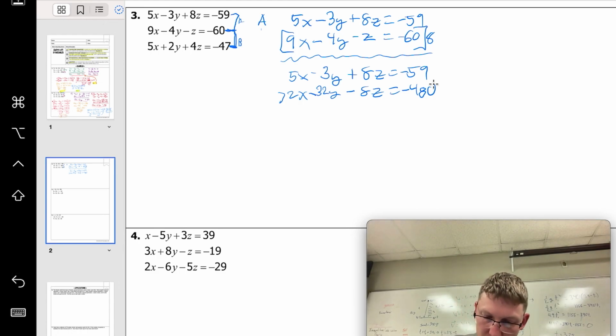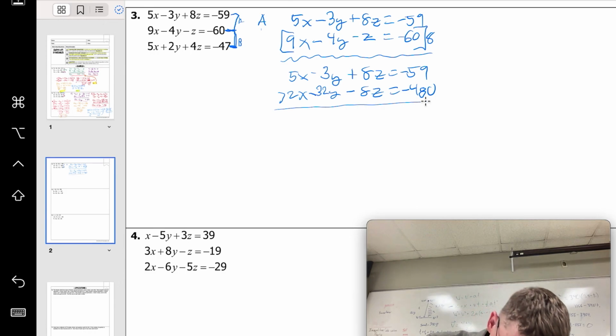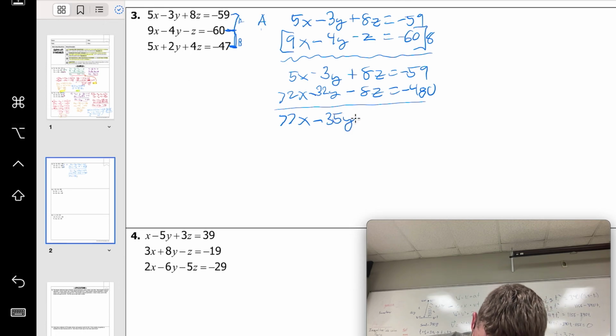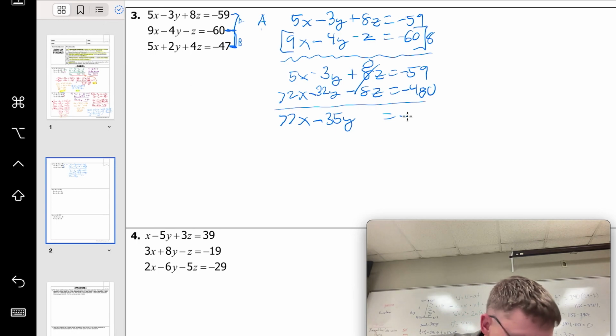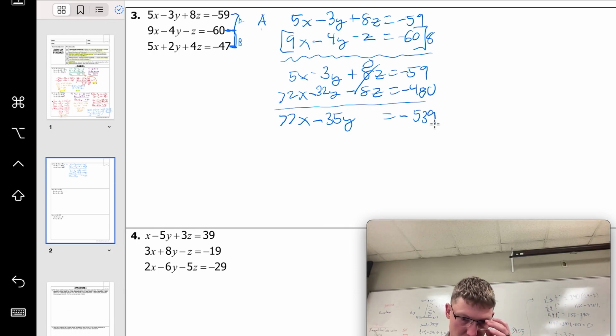So now we're just going to add everything together, and then we're going to get 77x minus 35y. These guys cancel out. Equals, I don't even want to try, negative 539. Yeah, great. So that's our first equation.